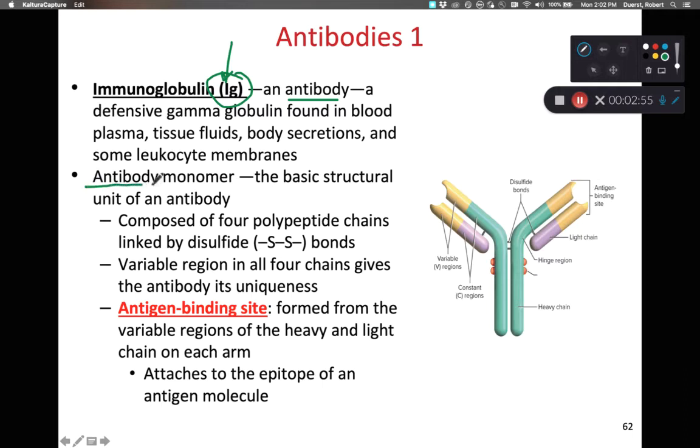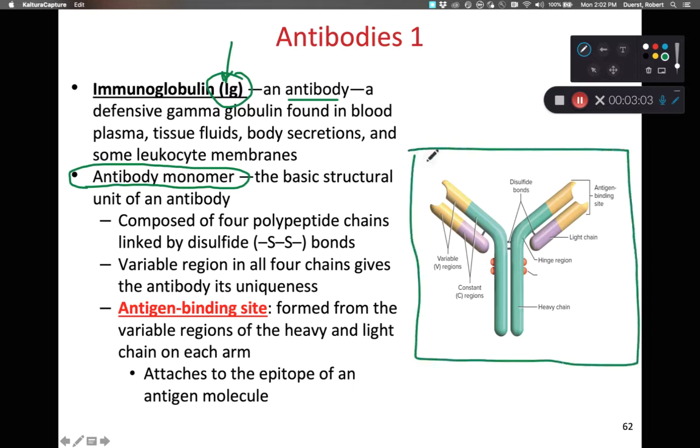These antibodies are all made up of a common subunit, a common monomer that looks like this letter Y on the right side of the screen. This letter Y, or antibody monomer, has 4 polypeptide chains that are held together by disulfide bonds, or bridges.